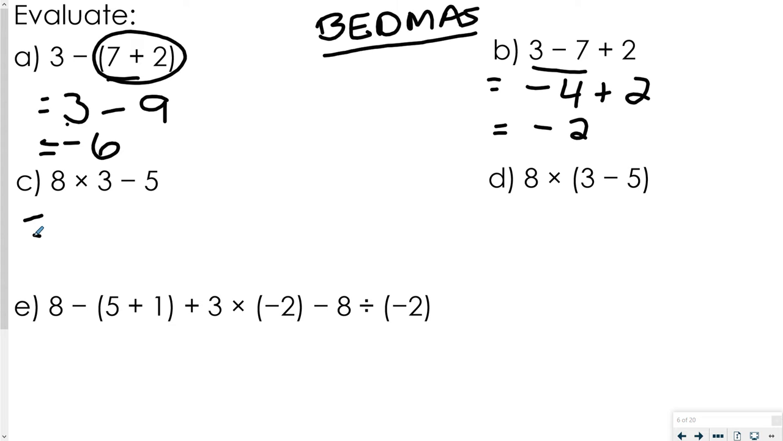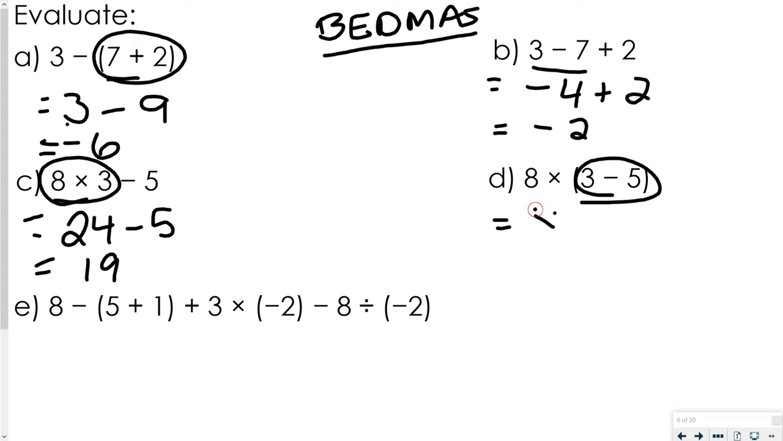So in C, 8 times 3 minus 5, multiplication first, always. So 8 times 3, 24, take away 5, 19. Over here, brackets first. So 8 times 3 minus 5, that's positive 3 and negative 5. What do I have more of? I have more of the negatives, and I have 2 more. So now I'm multiplying. How many negatives do I have? I have 1, which is odd. So my answer is going to be negative. 8 times 2, 16.